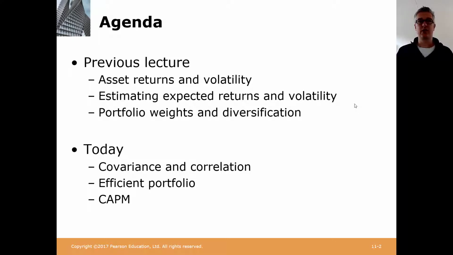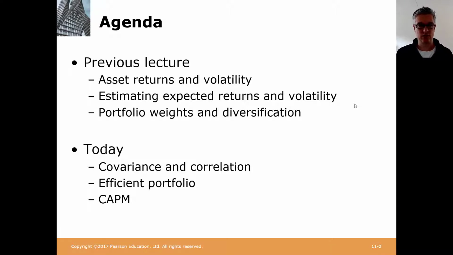Last week we already talked a little bit about how to measure volatility. We measured volatility with the variance and the standard deviation. We got an idea of how to estimate returns and volatility from previous historical data. And then I already gave a little bit of an idea of how diversification leads to less risk. Today we're going to expand on that.